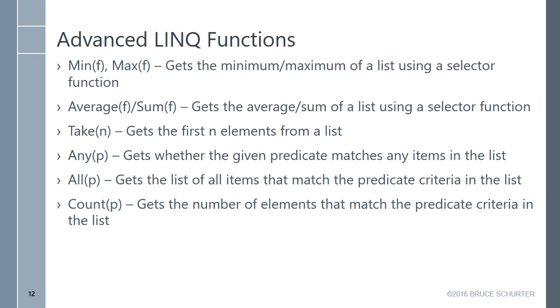So we want to say, do any of the objects match this criteria? All gets the list of all items that match the predicate criteria in the list. Again, it's very similar to Any, but instead of returning true or false to indicate if that condition is met, it actually returns the objects of the list where the condition is met. Then we have Count, which counts the number of elements that match the predicate criteria in the list. And remember, predicates, where you can see the parentheses p, predicate functions require us to have a function typically written in the functional programming syntax such that the function returns a true or a false.